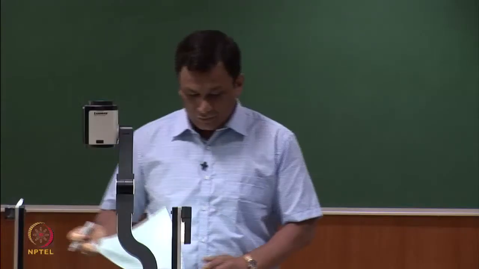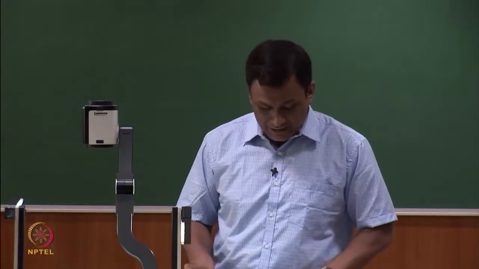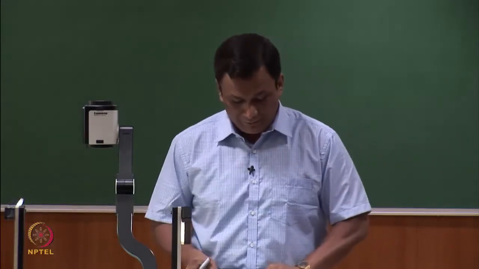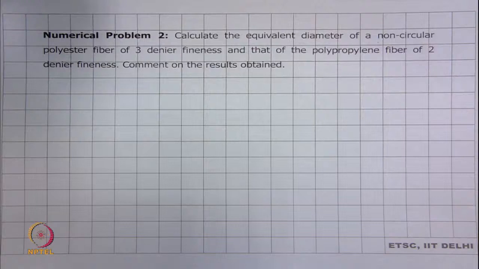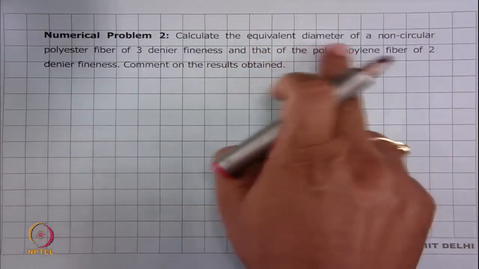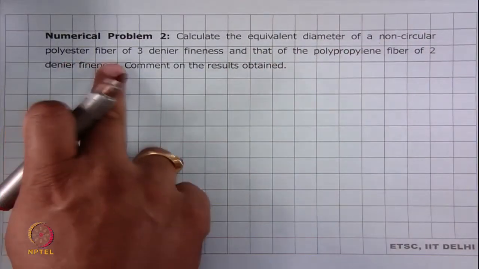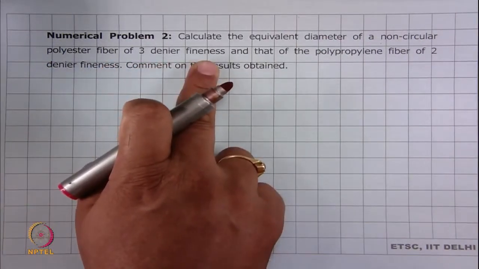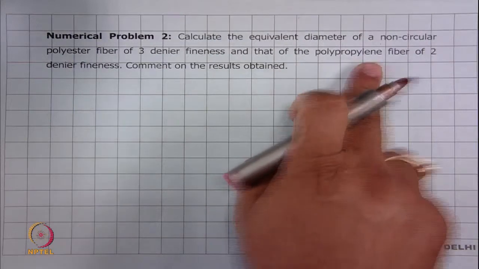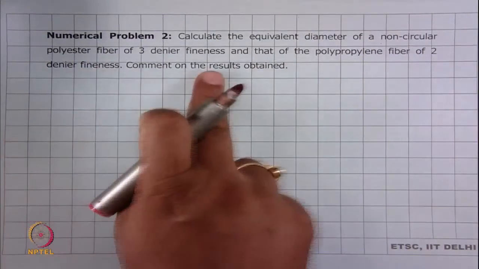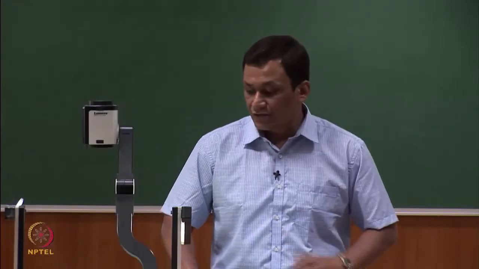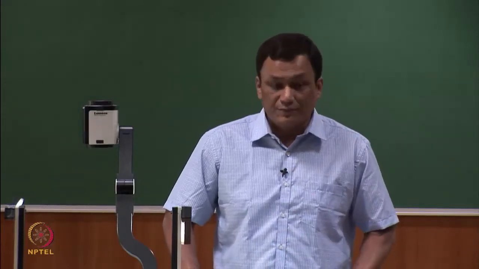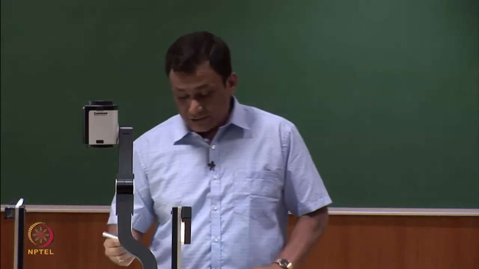Now, we will go to the second numerical problem. Second numerical problem reads as follows. Calculate the equivalent diameter of a non-circular polyester fiber of 3 denier fineness and that of the polypropylene fiber of 2 denier fineness. Comment on the results obtained. So, you have to basically calculate equivalent diameter of a polyester fiber and equivalent diameter of a polypropylene fiber. So, let us do that.